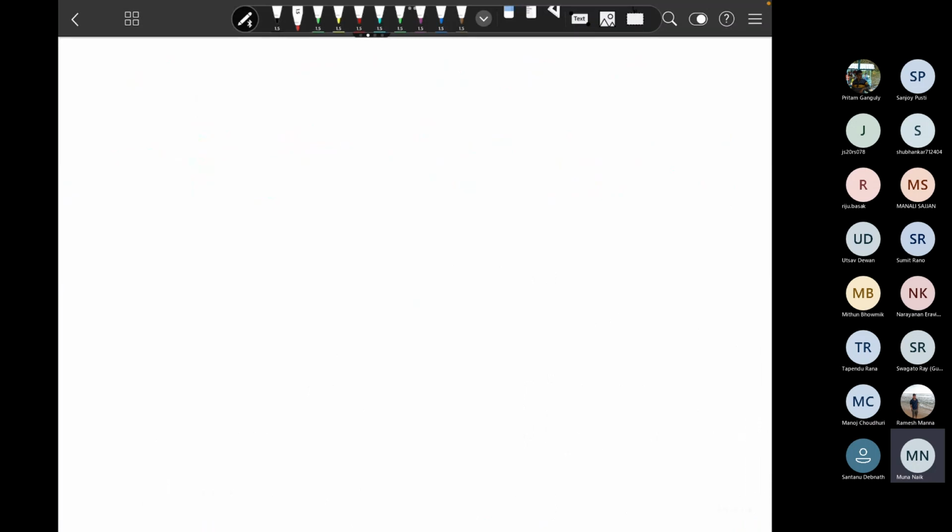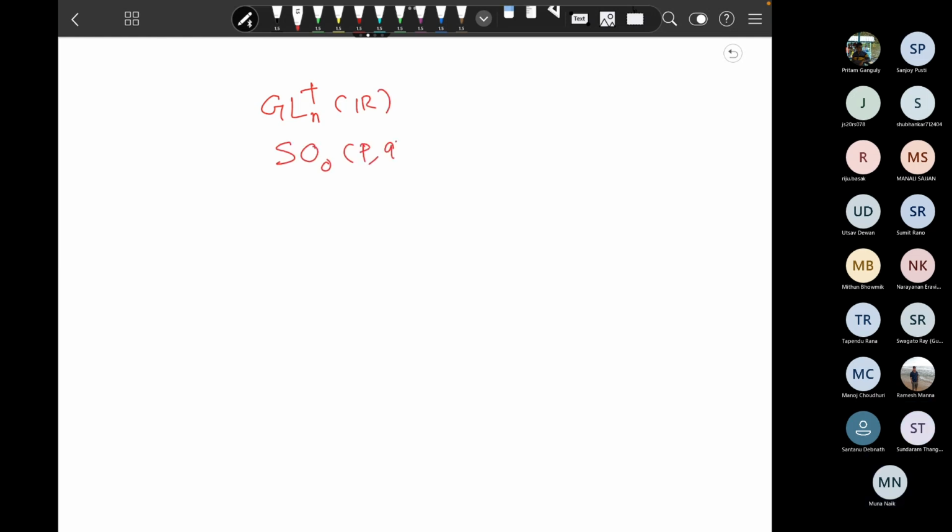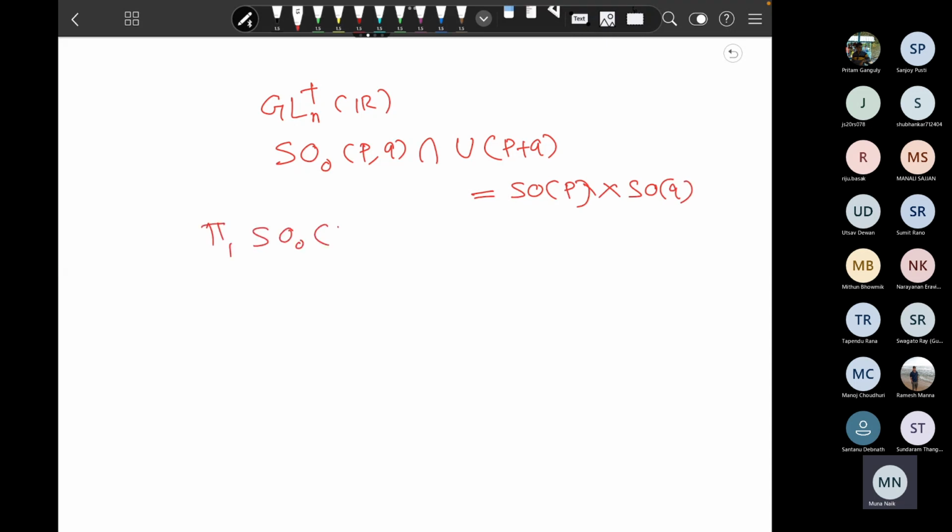In the last lecture, we discussed that if G is not pseudo-algebraic, then we also have a polar decomposition for that group. There are two important examples: GL(n, R) plus, and SO naught(P, Q). Our proof ended with SO naught(P, Q) decomposing as U plus P, U plus Q, which is something like SO(P) cross SO(Q).